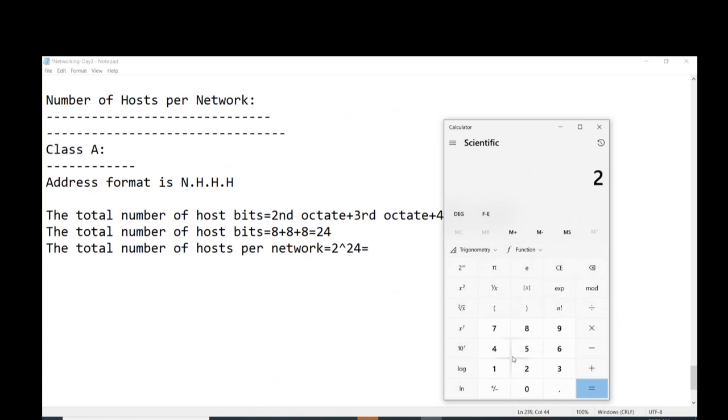2 to the power of 24 is 1 crore 67 lakhs 77,216. This is the value.